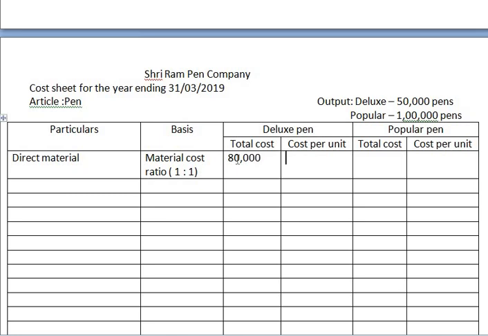Okay. Now cost per unit. Now deluxe pen is 50,000. So 80,000 divided by 50,000. So that will be 1.6. It is 1.60. Okay. Now here also it is 80,000. Now divided by 1 lakh we need to make. So that will be 0.80. Okay. Yes.